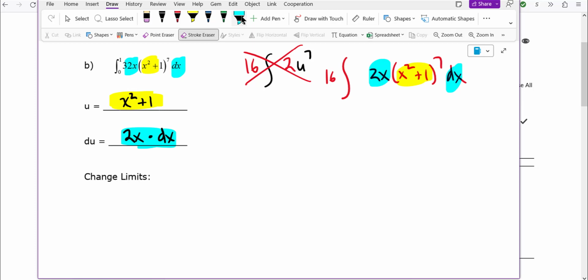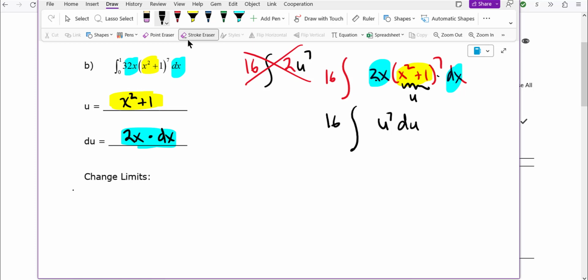So now when I put this all together, I'm going to have 16, and then this part right here is going to be u to the 7th, and then the 2x dx is going to be du. So I've got everything accounted for except I haven't changed the limits yet. But the 32 could be changed into 16 times 2, so you can match that up.